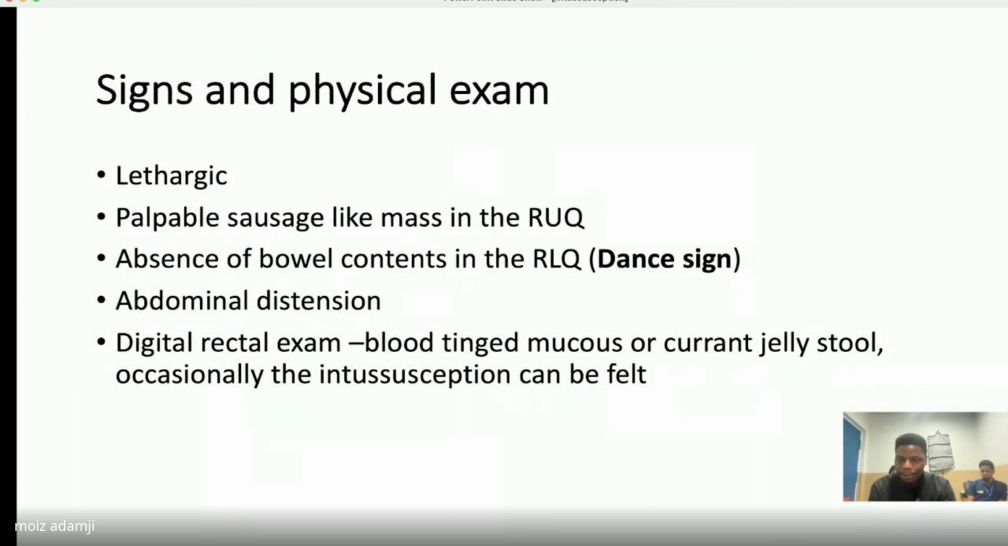Yeah. So coming down to signs and symptoms, the patient may be lethargic. You may palpate the sausage-like mass in the right upper quadrant, the absence of bowel content on the same side but in the lower quadrant, and abdominal distension. Later we may see the Dance sign. But also when you do the digital rectal exam, you may find blood, mucus, or currant jelly stool. And occasionally, in some cases, you may feel the intussusception, the bowel itself.